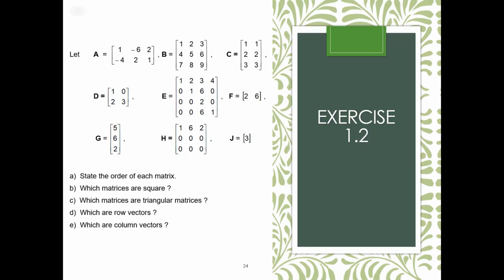D. Which are row vectors? Row vectors here means the matrix only consists of one row. Therefore, matrices F and J are known as row vectors. The last question, which are column vectors? Column vectors here means the matrix consists of only one column. Therefore, matrices G and J are known as column vectors.